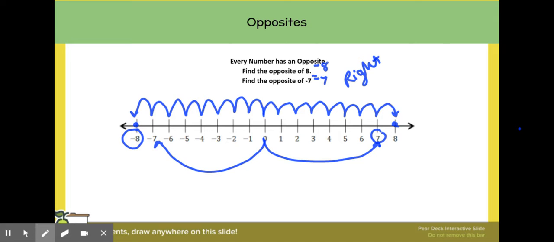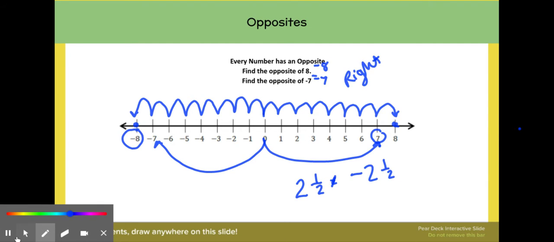We talked in class that to find the opposite of a number, you just have to change the sign. The opposite of a negative is a positive. The opposite of a positive would be a negative. Even if you had 2.5, the opposite would be negative 2.5. You just have to switch the sign of any integer or rational number.